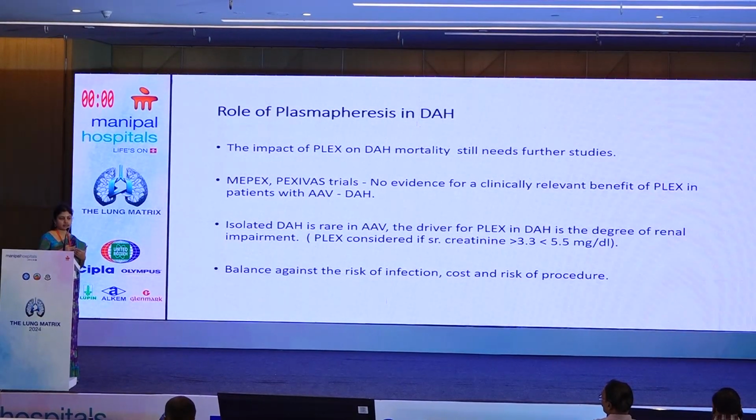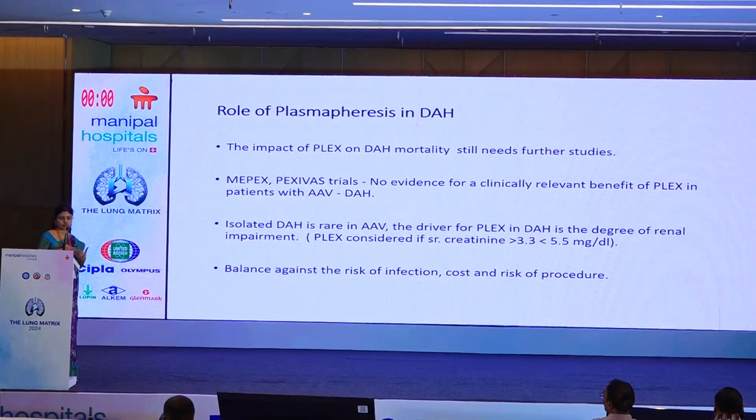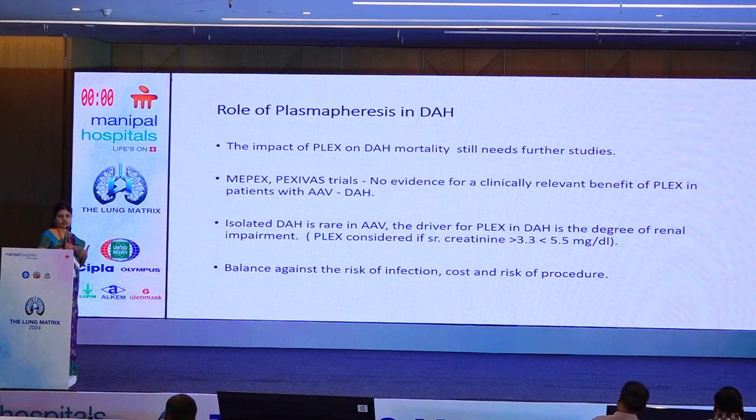And PLEX is usually considered if the patient's serum creatinine is more than 3.3 but less than 5.5. In such patients, there is usually a decrease in the chance of end-stage renal failure at the end of the 1 year, but there was no survival benefit with plasmapheresis. The reasons are that the patient is already severe, and second, the increased rate of infections with plasmapheresis because this is an invasive procedure, and the main cause of mortality in ANCA vasculitis in the first year is infections. So balance the risk of infection, and the cost and risk of the procedure of plasmapheresis, while initiating the therapy.